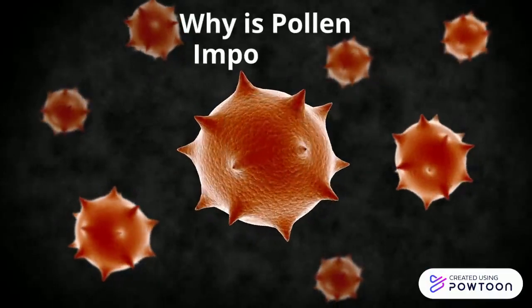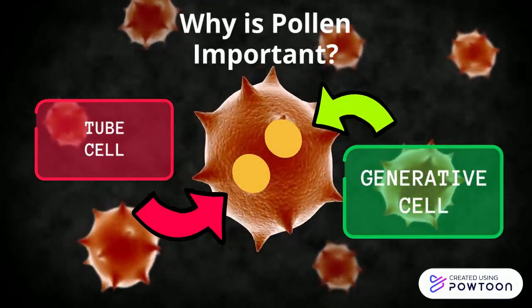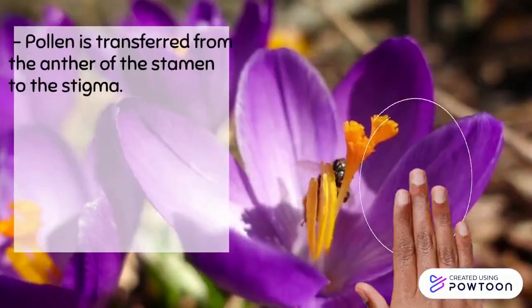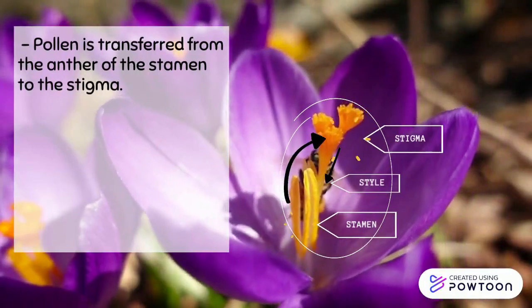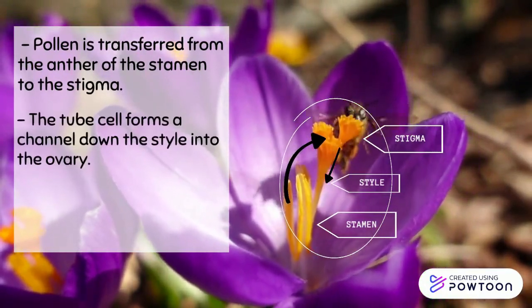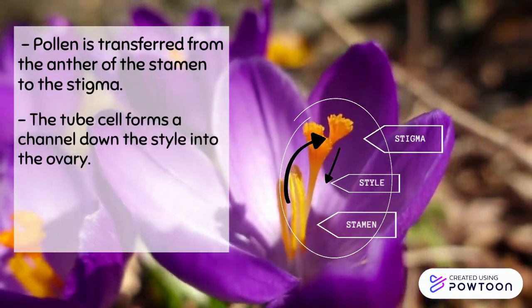But what makes pollen so important? Each individual pollen grain contains two cells, one known as a tube cell and the other a generative cell. A pollen grain will be transferred from the anther of the stamen to the stigma by a pollinator. The tube cell will then form a channel down the style into the ovary of the flowering plant.